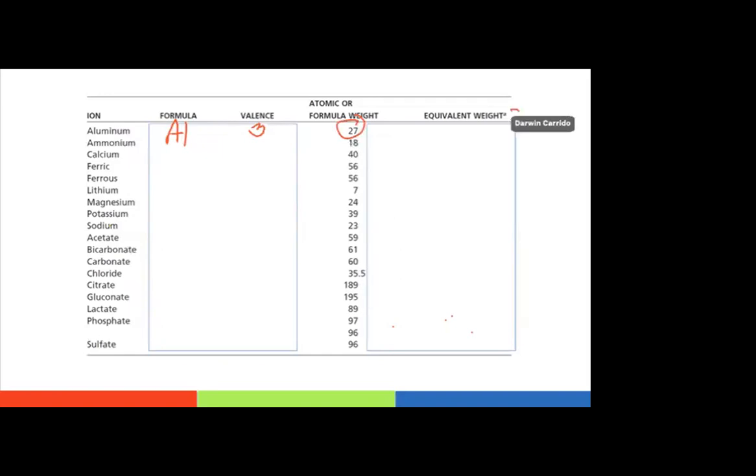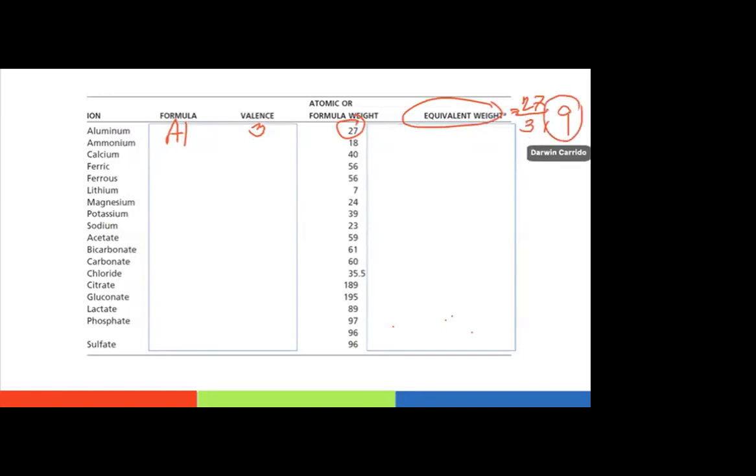Ano ulit ang formula ng equivalent weight? Molecular weight kapag molecule or atomic weight kapag atom. So, single lang ito, atom lang siya. 27 divided by the valence, which is 3. The answer is 9.